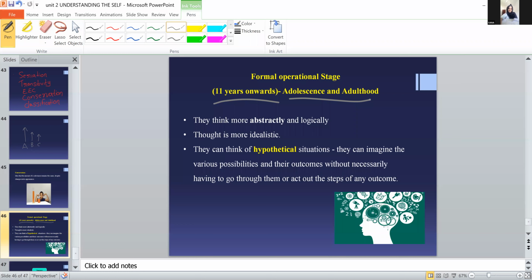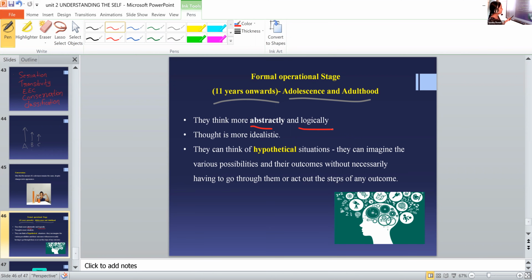Meghna? Fine. So during this stage, our thinking becomes more abstract and logical. What do you mean by abstract? We learned last week, abstract and concrete. Concrete is available to the senses. Abstract means not available to the senses, something beyond what is present. That is called abstract.